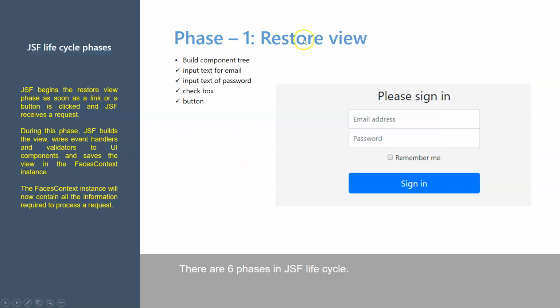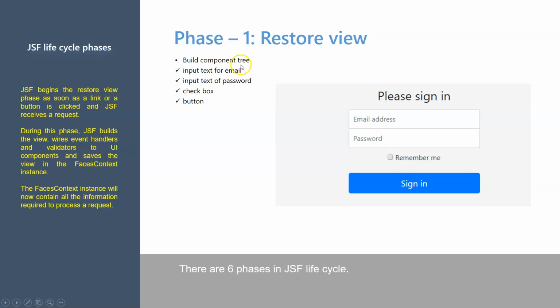So the very first phase is restore view. If you see here, JSF begins the restore view phase as soon as a link or a button is clicked and JSF receives a request. Okay, so what happens during this phase? Basically the JSF framework builds the component tree.